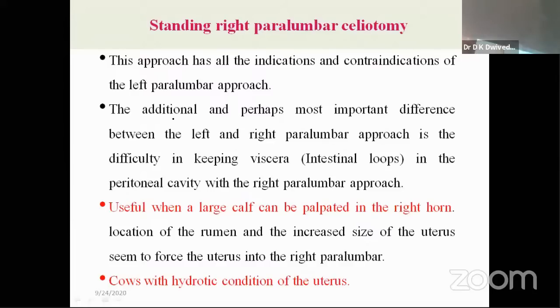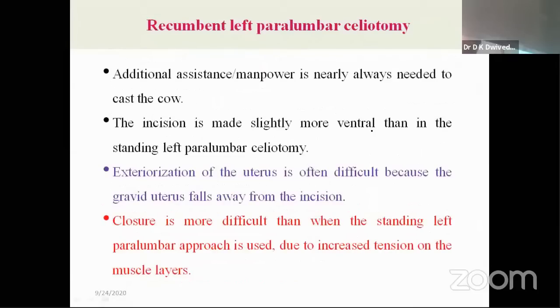Another indication for this standing right paralumbar approach is in cases of hydrotic conditions of the uterus. In that condition also, you may opt for this standing right paralumbar ciliotomy approach.